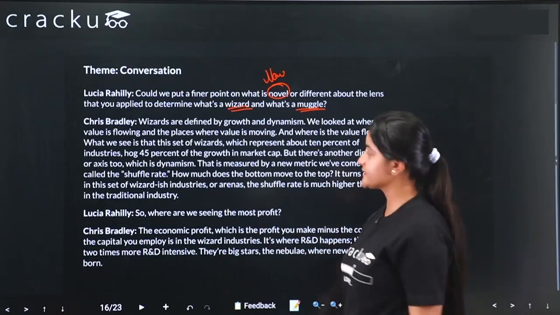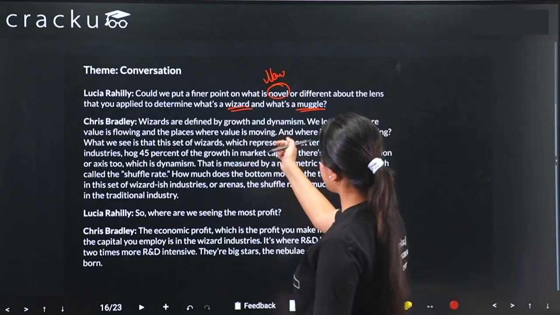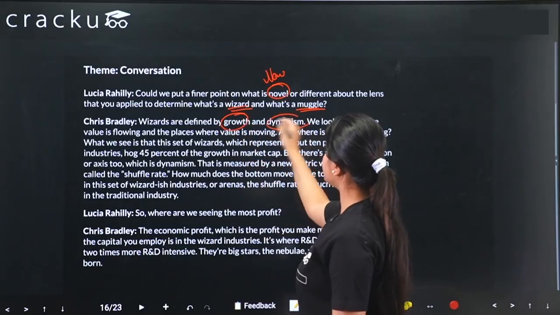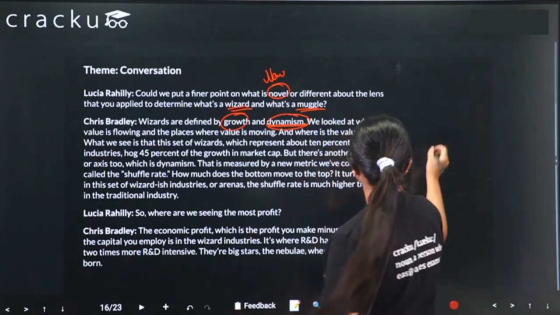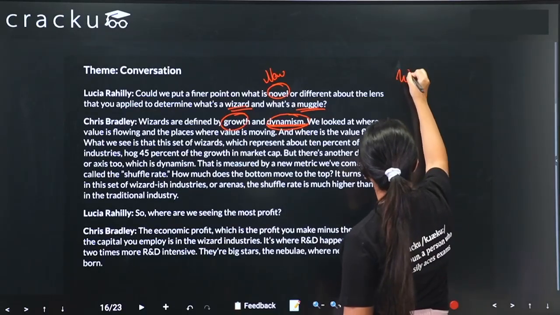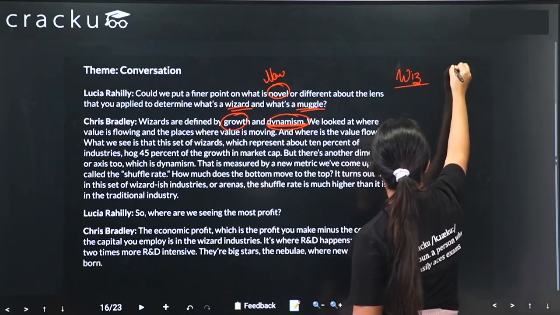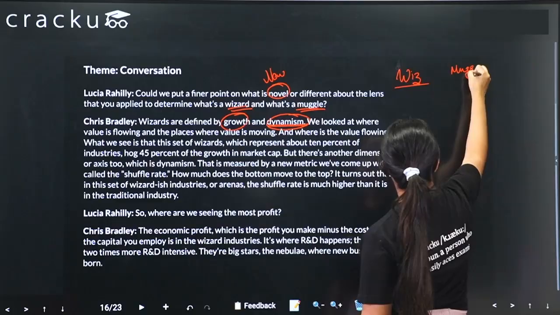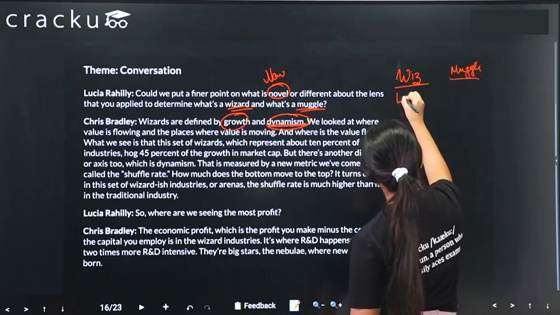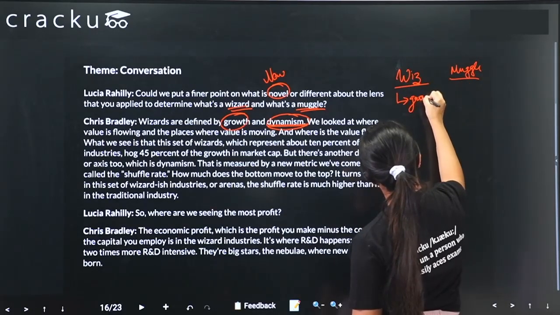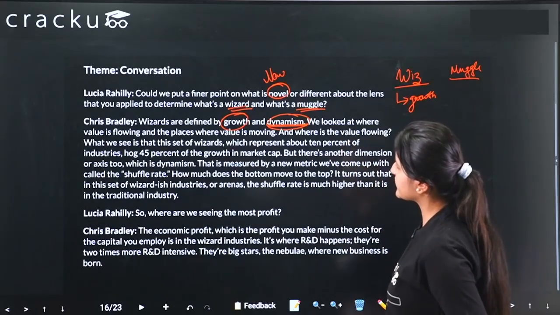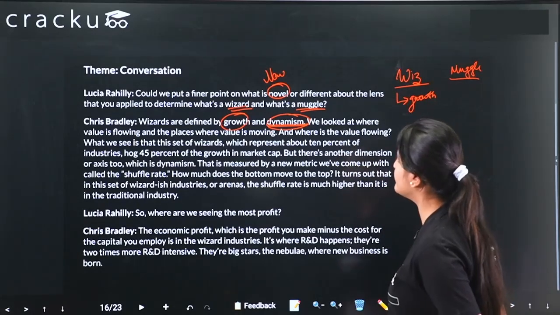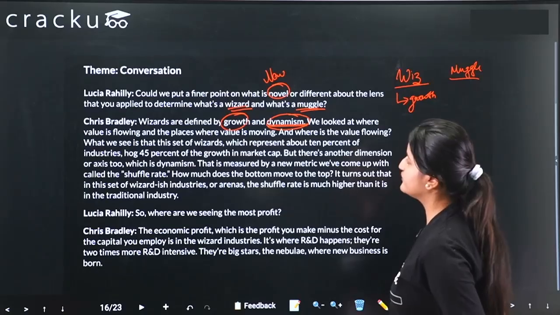Then Chris says, wizards are defined by growth and dynamism. So dynamism was also asked, right? So again, difference between wizard and muggle. So wizards are defined by growth and dynamism. We looked at where value is flowing and the places where value is moving. And where is the value flowing?